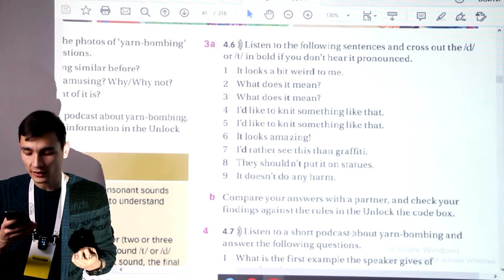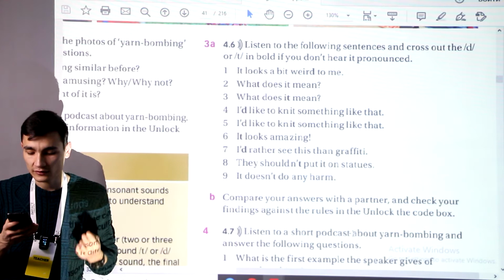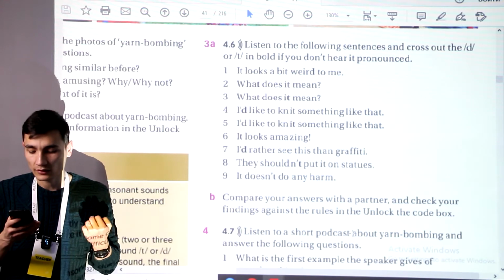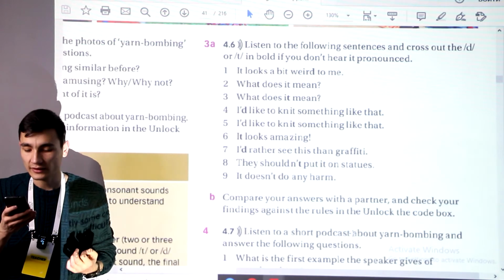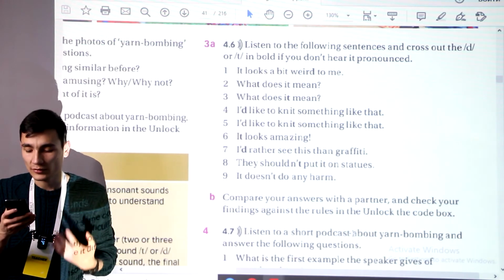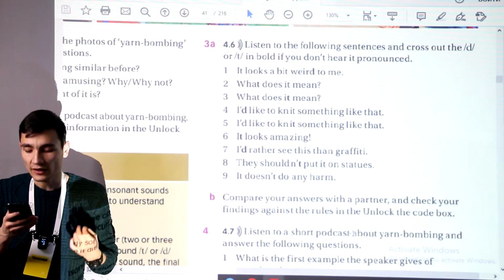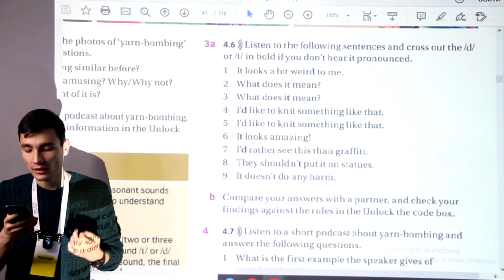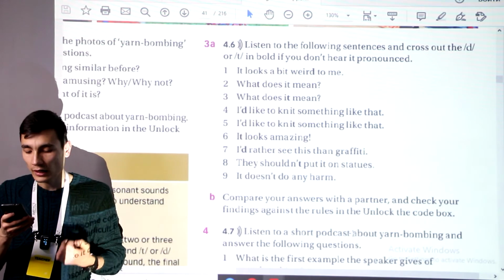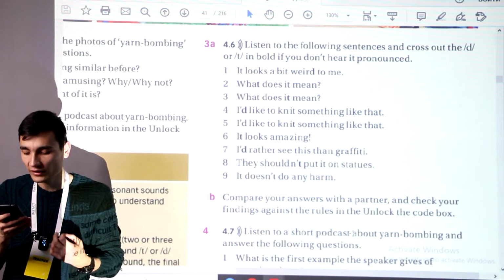3. What does it mean? Here the t is out in the word it. 4. I would like to knit something like that. Here we don't omit any sound. 5. I would like to knit something like that. And here also we don't omit any sound or letter. It looks amazing. We don't omit anything.